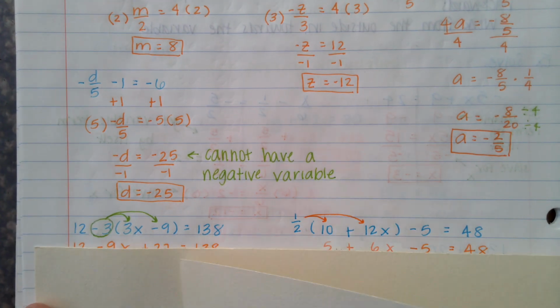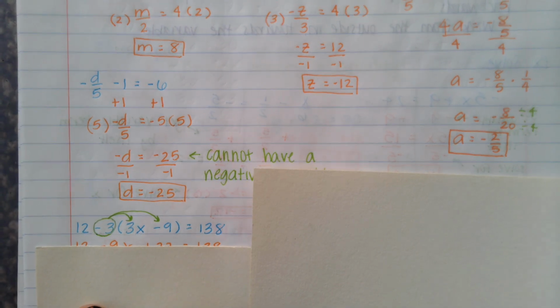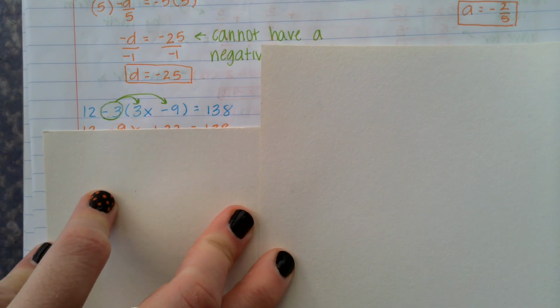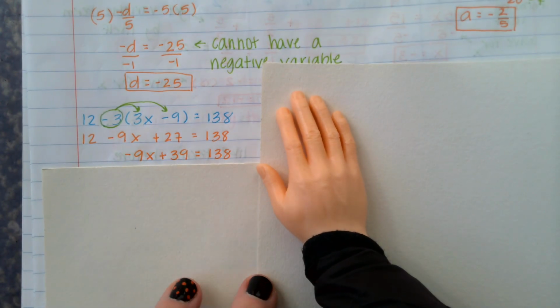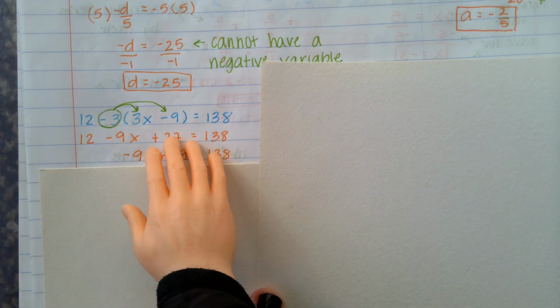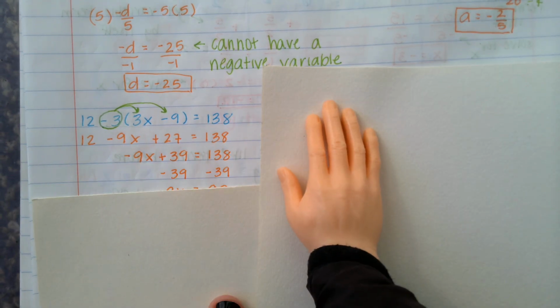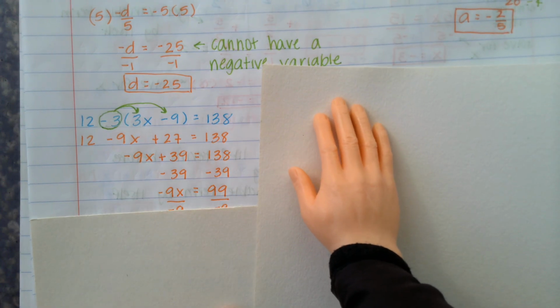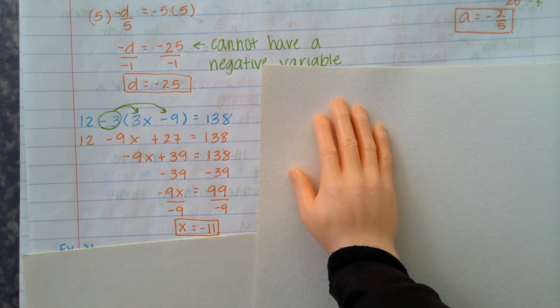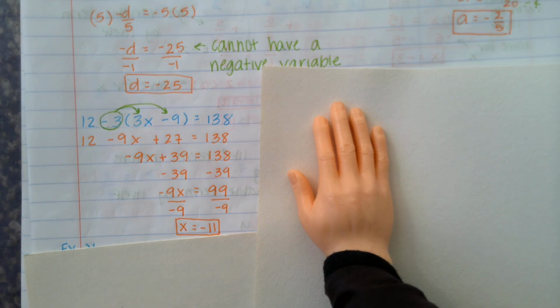We have a couple more. So 12 minus 3 times x minus 9 equals 138. Again, our first step is to distribute, and then we're going to combine like terms to get 39. Move the 39 to the other side to leave negative 9x by itself, and then divide by negative 9 to get x equals negative 11.